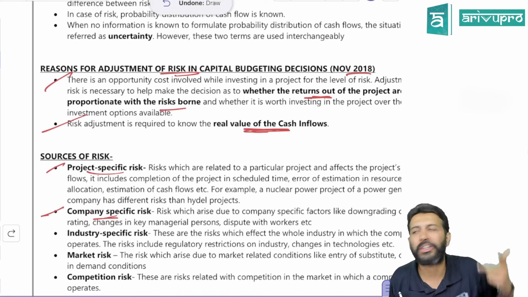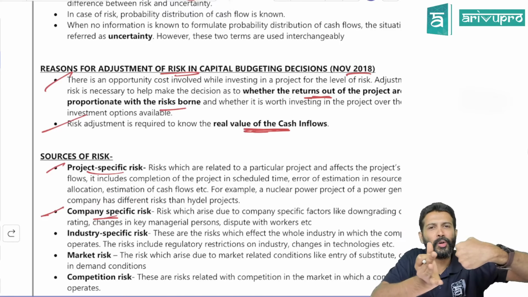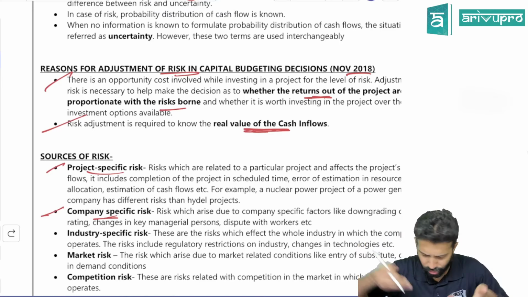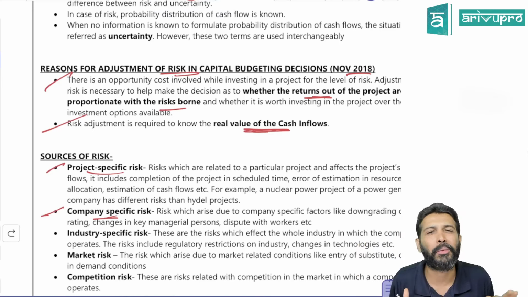Change in the management personnel, or dispute between the workers and management. These are all things we see. So those kinds of risk, we call company specific risk.